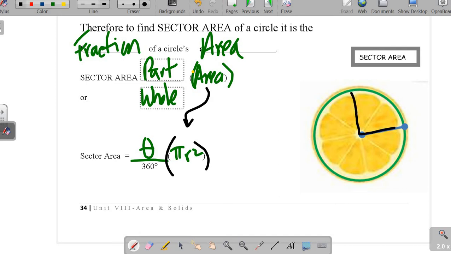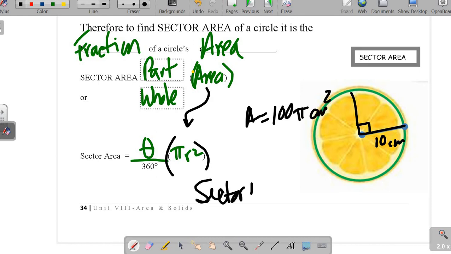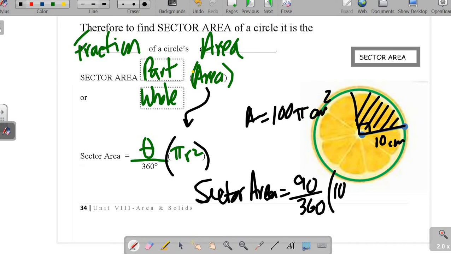So back to our 90-degree example. Using a 10 centimeter radius, our area of that orange slice is 90 degrees over 360 times the area, which is 100 pi. 9 goes in there 4 times, 4 goes into 100, therefore our sector area is going to be 25 pi centimeters squared.